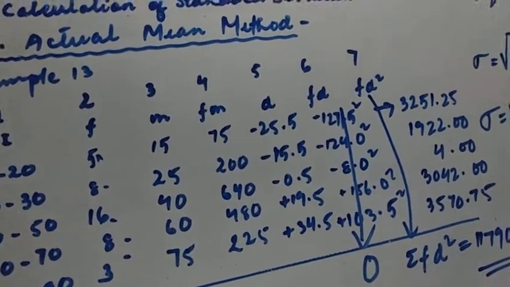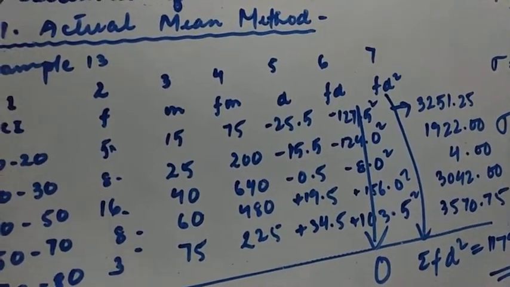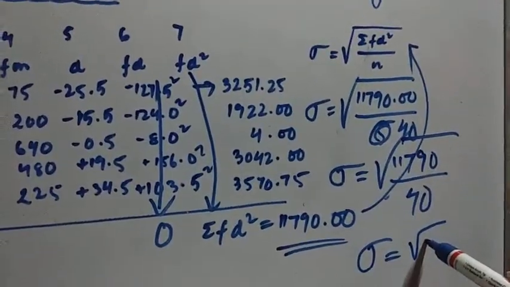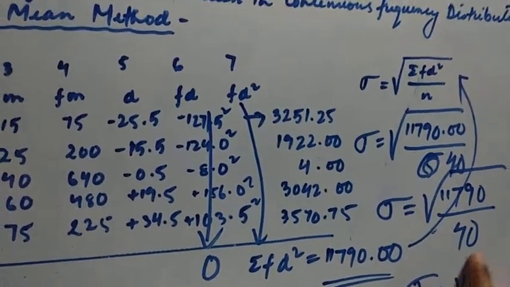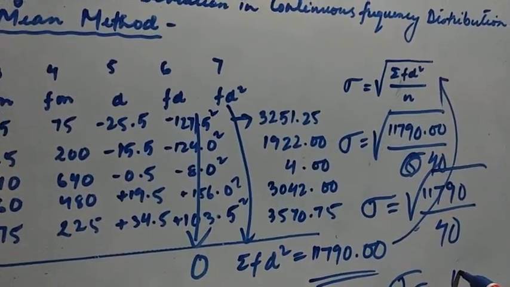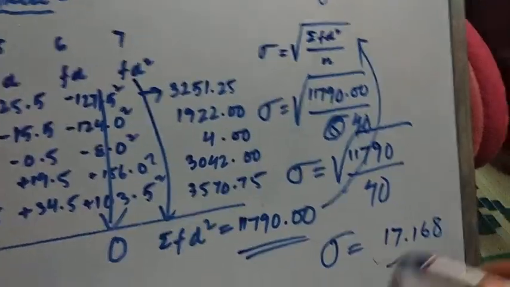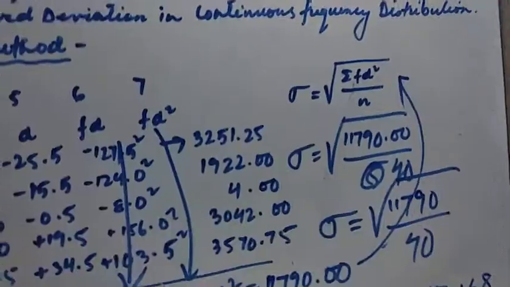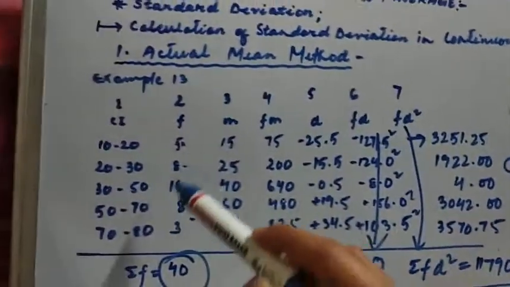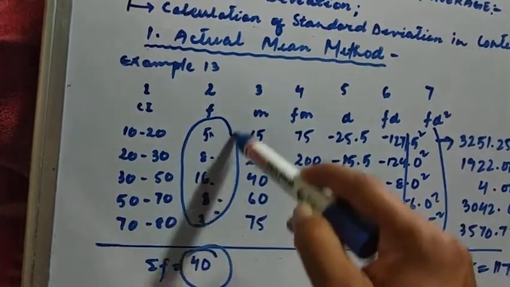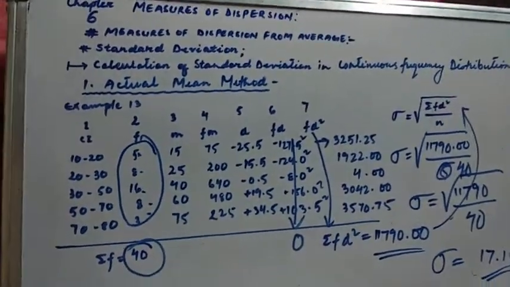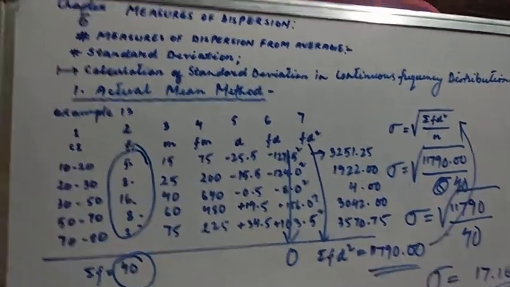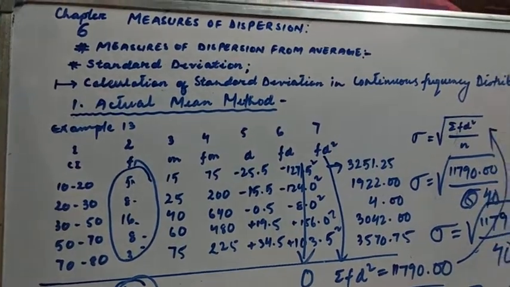So 11790 divided by 40, and lastly what you will get is 17.168. So that is the answer. Here n is not the number of observations but the summation of f, so it is 40. That is the actual mean method for standard deviation under continuous frequency distribution. The next is the assumed mean method.